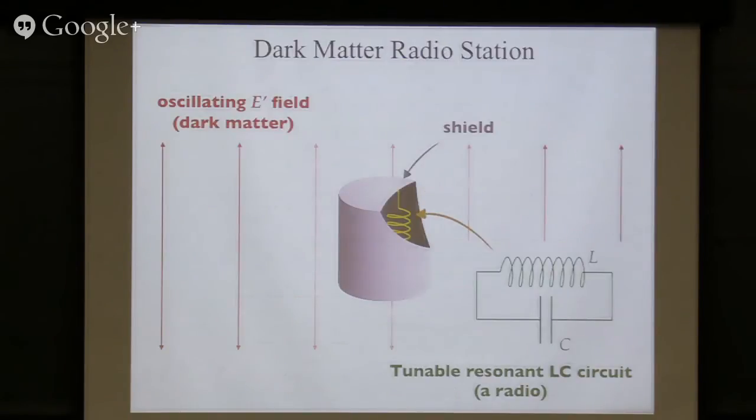Moving on from that theory aside, let's see how we detect the dark matter radio station. So there's an oscillating E prime field, as I said, there's a shield that you put, and inside that you stick a tunable LC oscillator, because once again we don't know the frequency of the dark matter. And what you're going to do is tune that radio to see if there is one particular frequency where you pick up a signal.